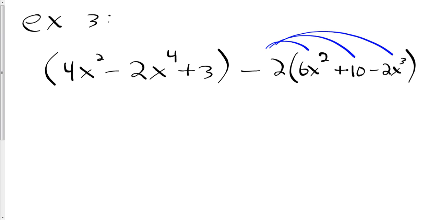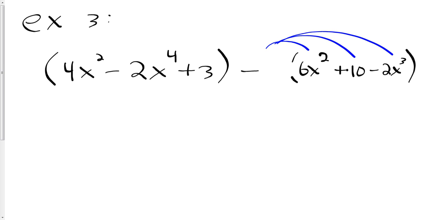Okay? Now what if there wasn't a 2 here? Well, I could still use the distributive property, just I would have to think of this as a negative 1, right? I'd have to think of this as a negative 1. But our example has a 2, so I'll put that back. But if there was a negative here, I could always imagine there's a negative 1 and distribute a negative, right?